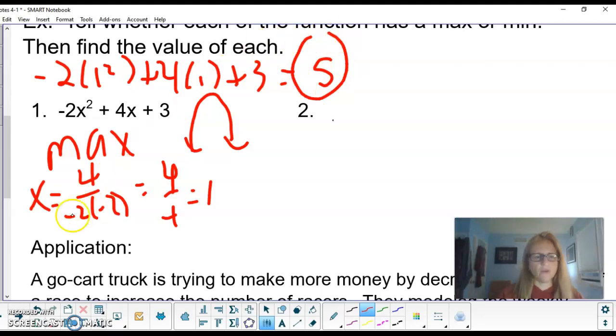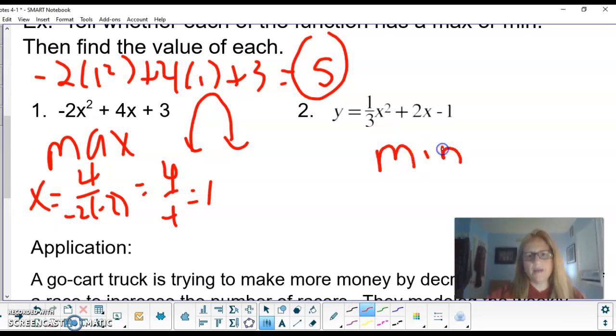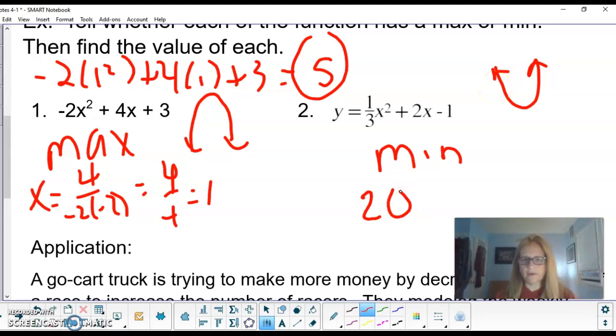All right. So you are going to try. Oh, no, wait, let me fix that really quick. All right. So you're going to go ahead and solve this. And you should have gotten, this is a minimum, right? Because this is a positive, so it opens up. And the y value is 20. You should have gotten an x value of 9. And then when you put 9 in, you should get 20 as an answer.